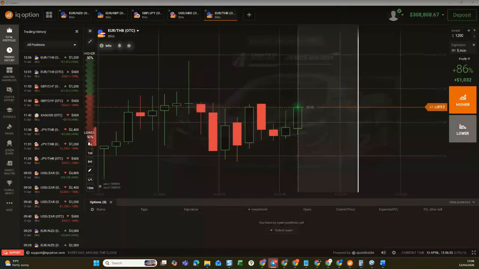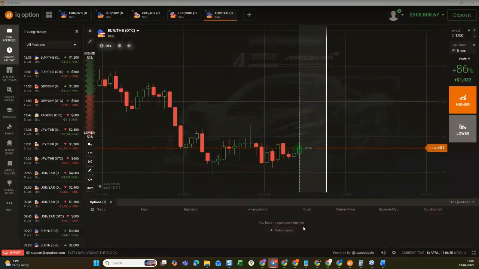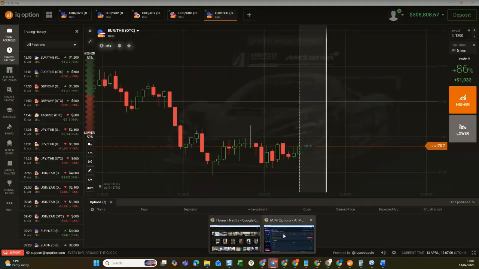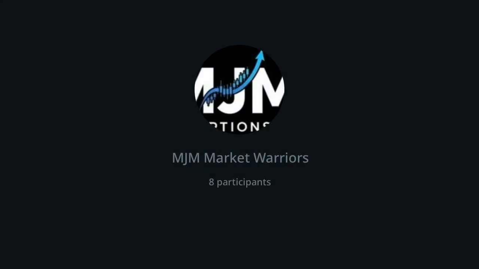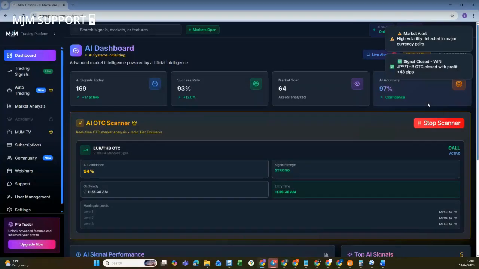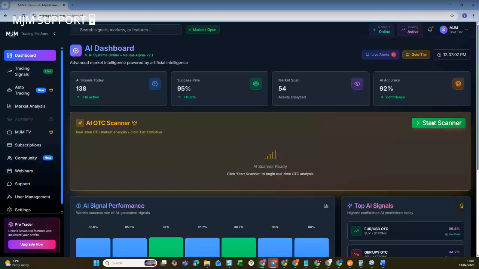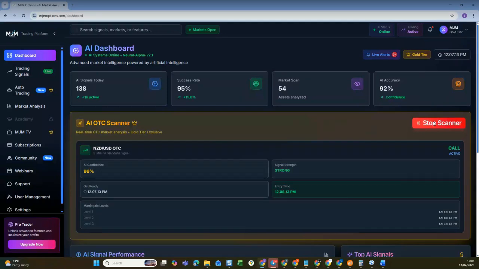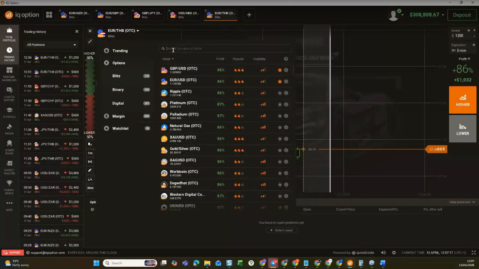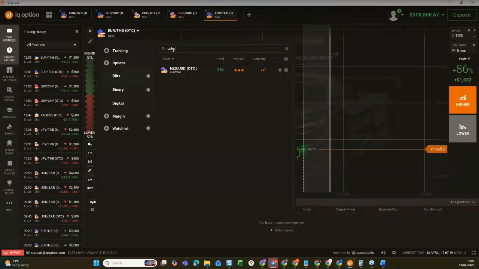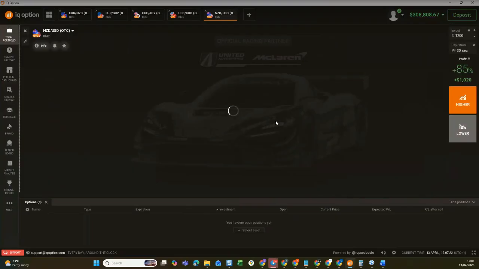So that signal is the fourth one. Let's go for the final one now. At least we are winning our signals, even though it takes longer. So let's go to the final one. The final one is NZD-USD.